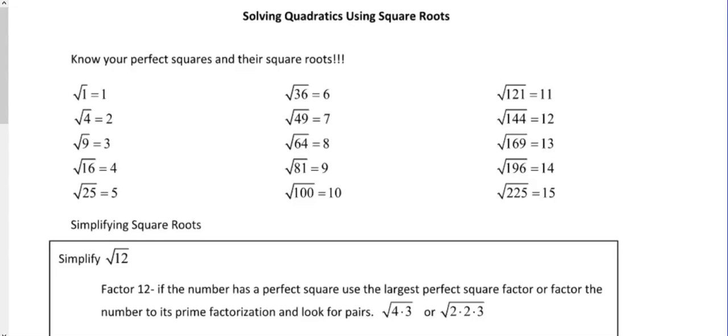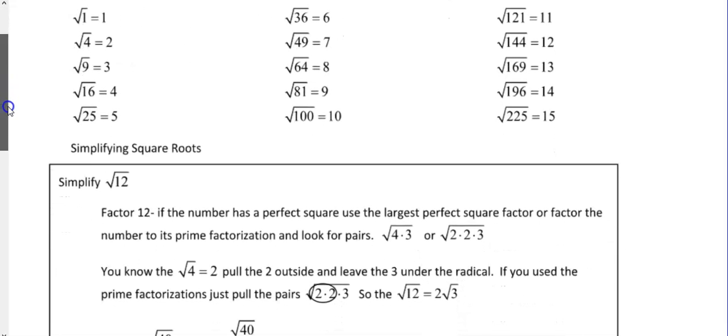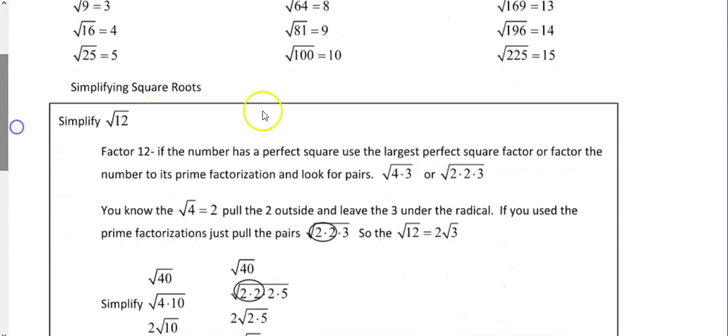The importance of knowing your perfect squares and their square roots is to make it easier to simplify radicals. Because if you know the largest perfect square that goes into a number, then it can make it easier to simplify it. For example, the square root of 12, with 4 being the largest perfect square that goes into 12, and you know the square root of 4 is 2, then that easily simplifies to 2 square root of 3.